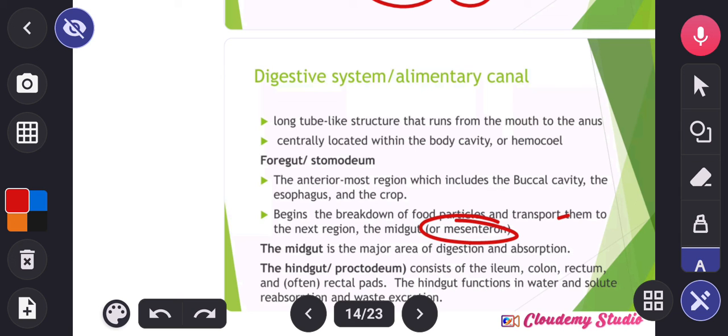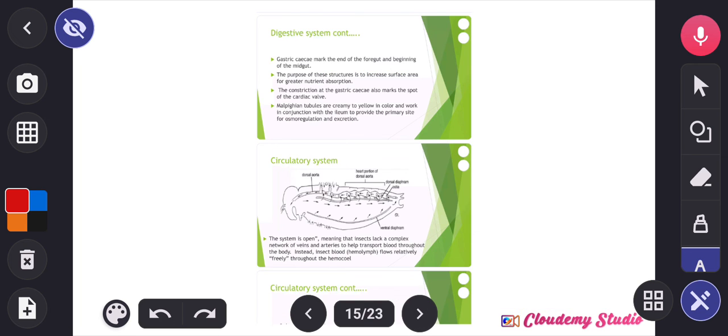So the function of the foregut is gathering of food as well as breaking down of food. The second, which is the midgut, is for digestion and absorption. The third one is for reabsorption of water and solutes, as well as waste excretion. Those are the functions of each of these parts of the alimentary canal.